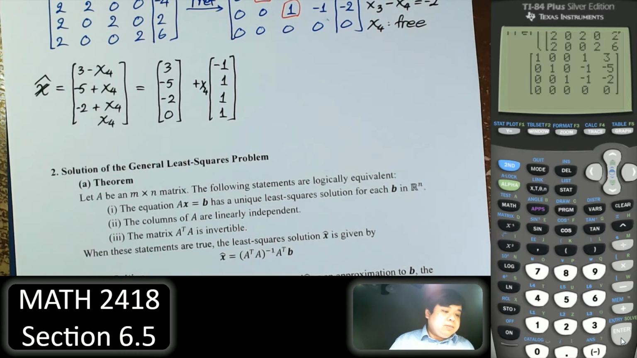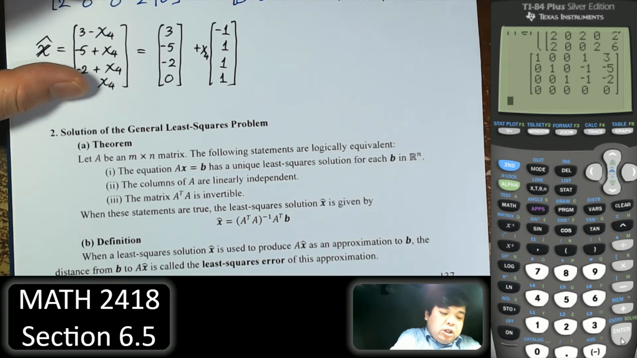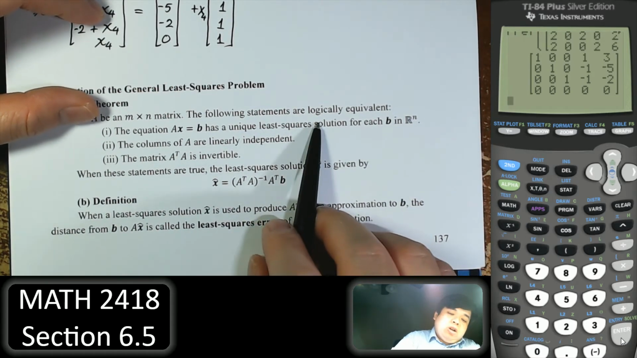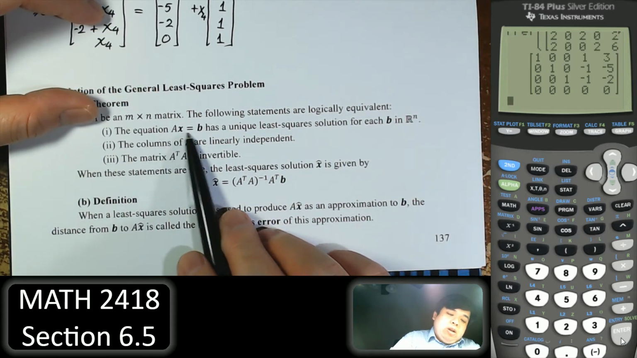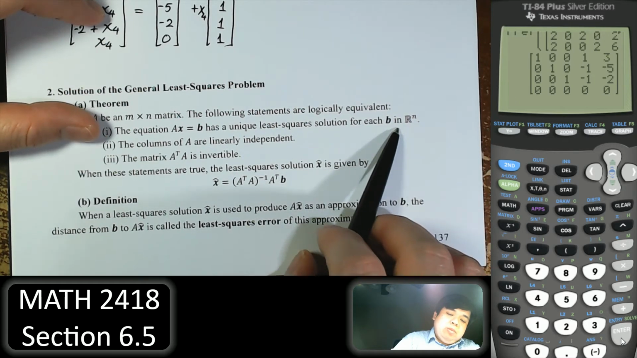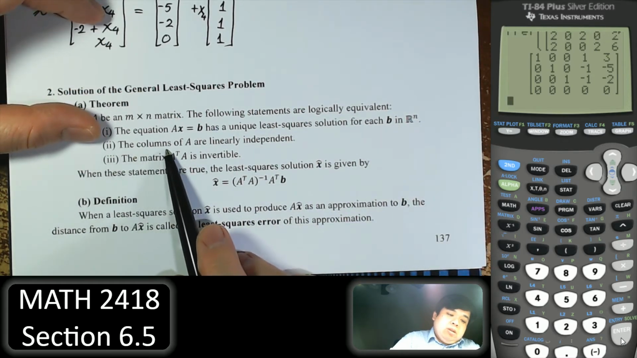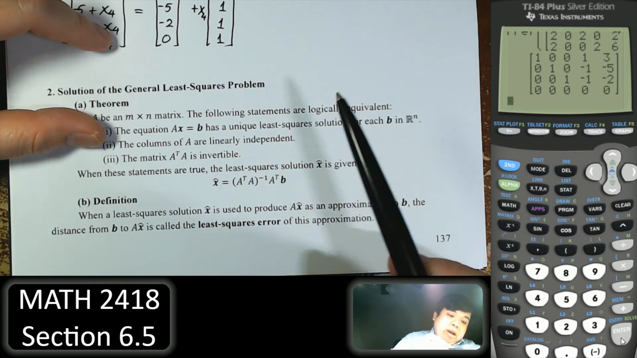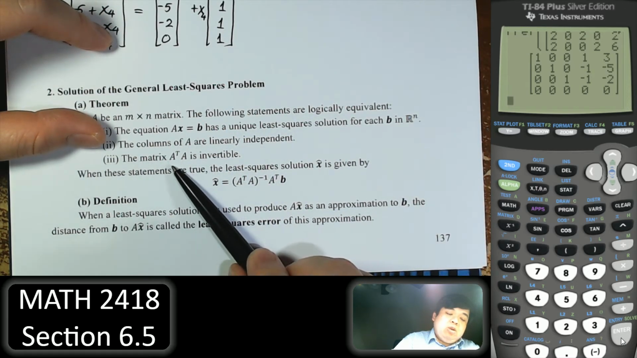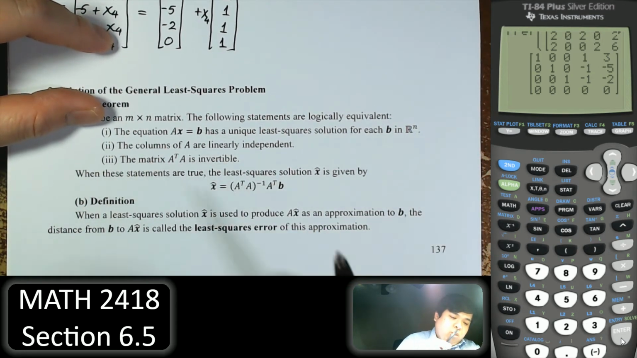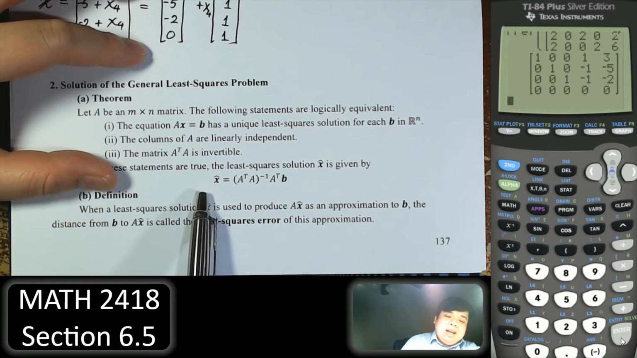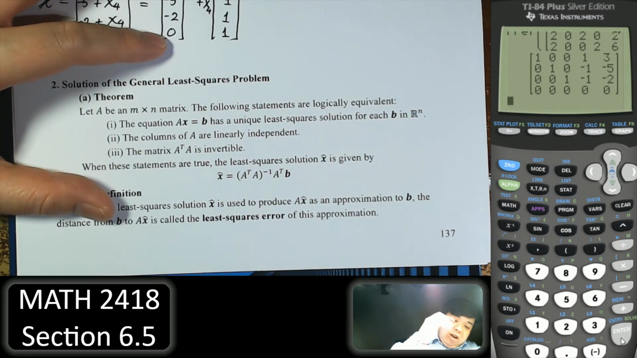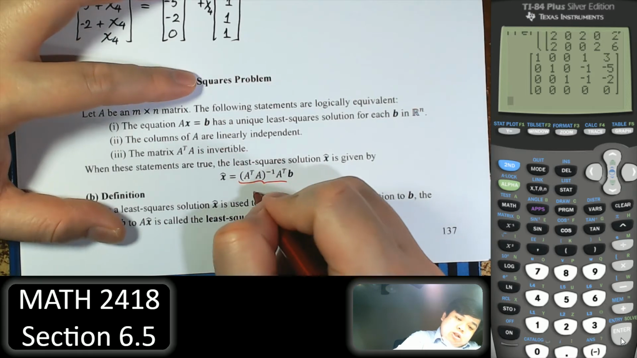Right. Now, solution to the general least square problem. Let A be an m by n matrix. The following statements are logically equivalent. The equation has a unique least square solution for each b in Rm. The columns of A are linearly independent. So if the columns of A are linearly independent, then the matrix A transpose A is invertible. So all of them are equivalent. When all of that is true, then x hat is equal to this. And of course, we define this, A transpose A inverse times A transpose, as the pseudo inverse of A.